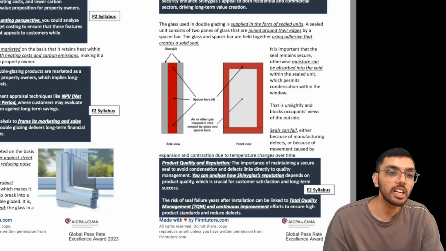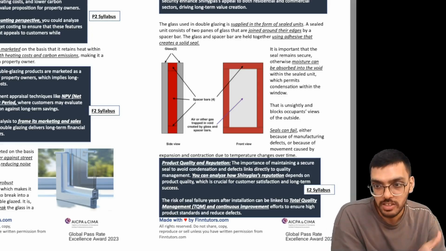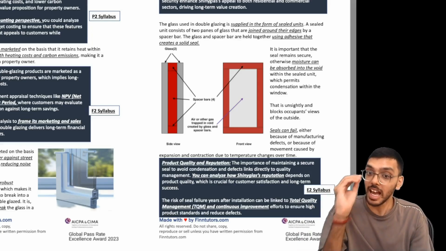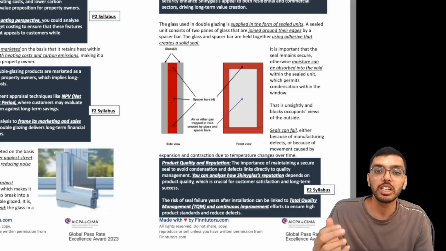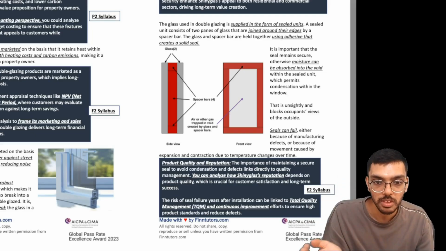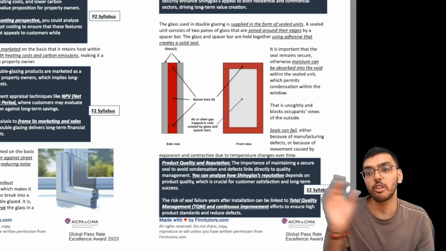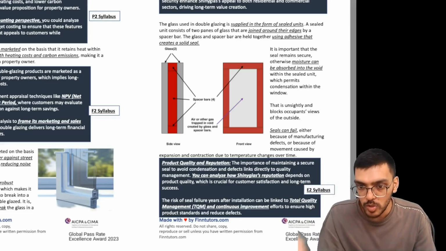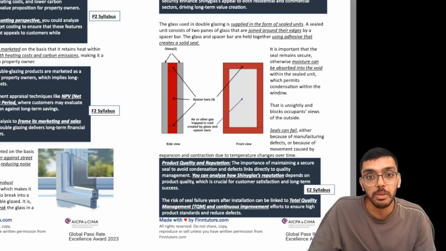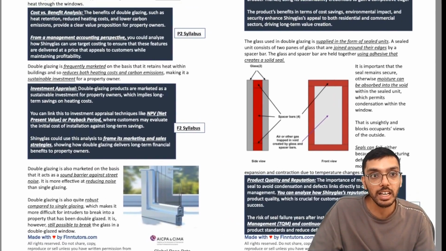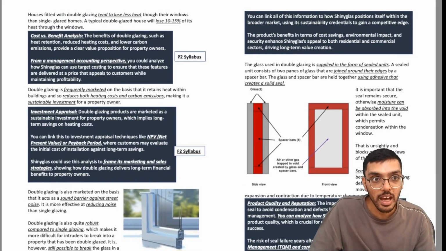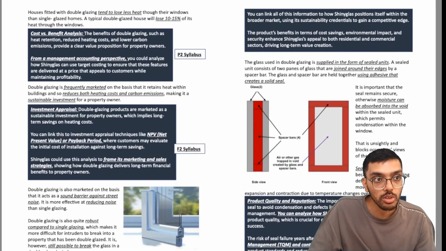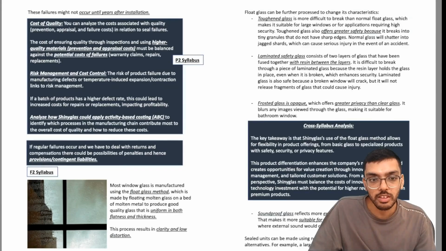Because if you are committed to quality, and that seal is meant to last for 10 years and it lasts for 10 years, it means you are continuously improving. Because if this is not the case, there will be lots of returns, lots of complaints, and we'll not be able to be the leader in the market like we are right now. So this is where the E2 syllabus is coming in.